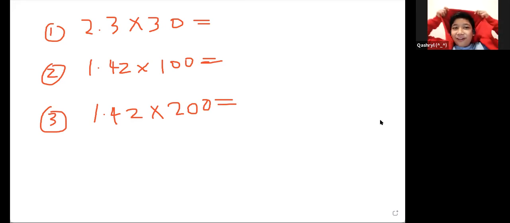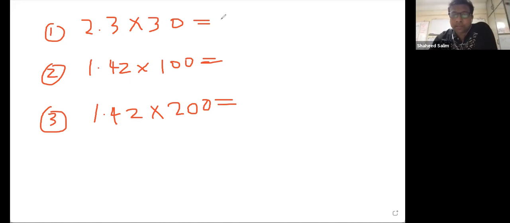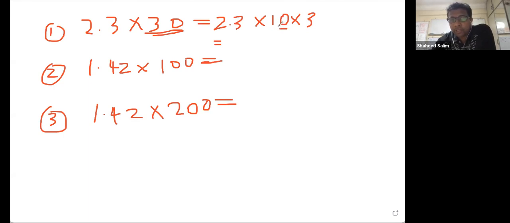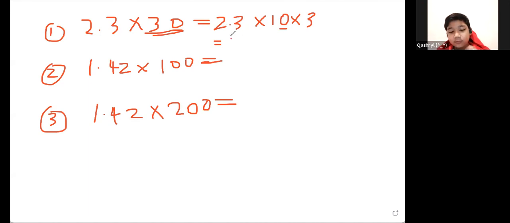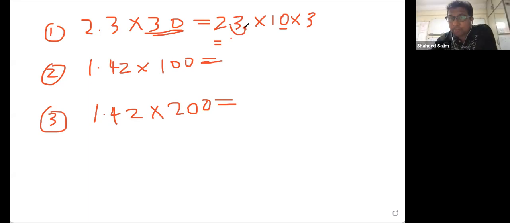Okay, so now, Umaira, what times what gives you 30? Use a 10. 10 times what? 10 and 3. So now 2.3 times 10, you shift one decimal place. What does 2.3 become? It becomes a bigger number. No, you must shift the point. Now it becomes 23.0, and we just leave it at 23.